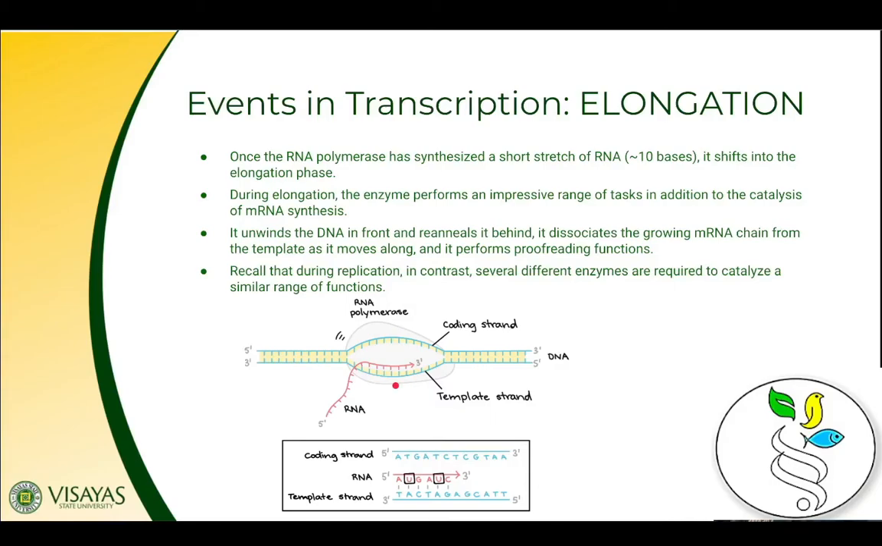You recall that during replication, in contrast, several different enzymes are required to catalyze a similar range of functions. If we recall the DNA replication process, a helicase is responsible for unwinding the helix. For untangling, you have the topoisomerases, and DNA polymerase for the synthesis. And here, the RNA polymerase does all the job.